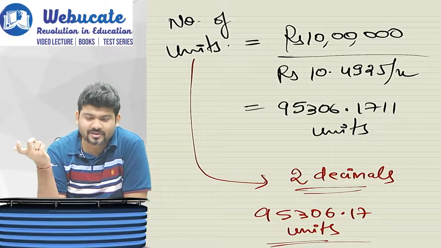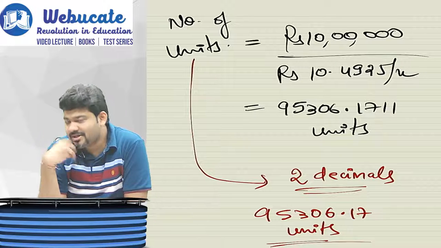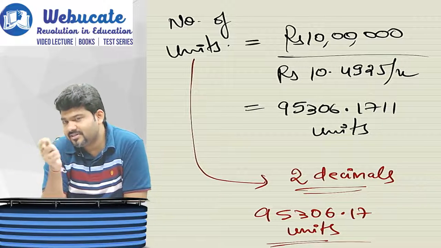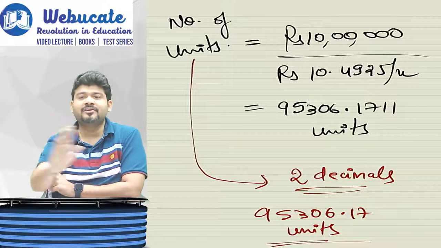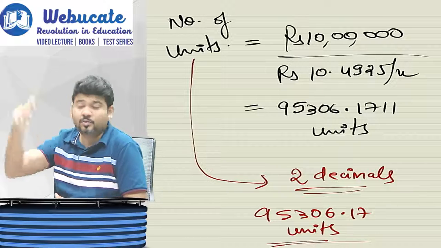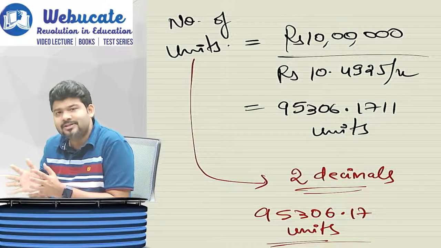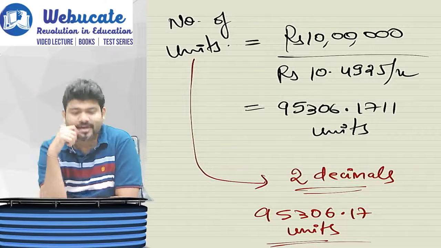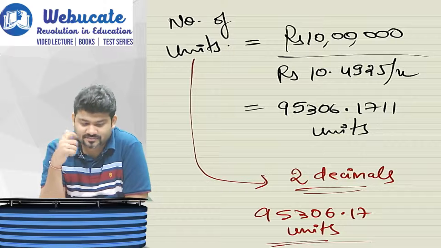In mutual funds, all of that is not there. So whatever money you have invested in mutual funds, every single penny will be given to you as a unit. But as regards equity shares, there is voting, and that proportionate thing is there. So that's the reason they've not kept that in decimals.